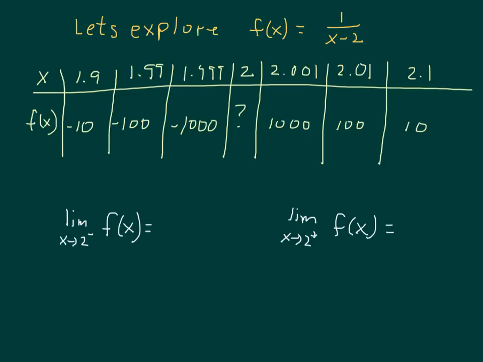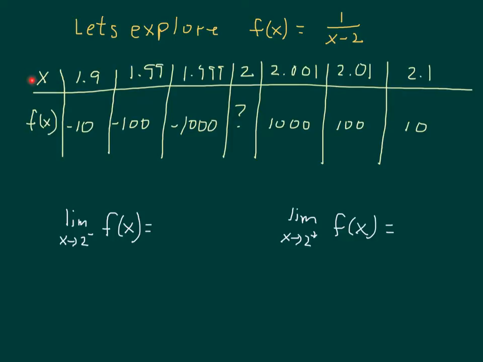First, let's explore a function f of x equals 1 over x minus 2. The x minus 2 is in the denominator. So what we're going to do is look at the behavior of what's happening to that function as we move closer and closer to 2. So I have a table. Again, this table should look familiar. You dealt with something similar to that before.